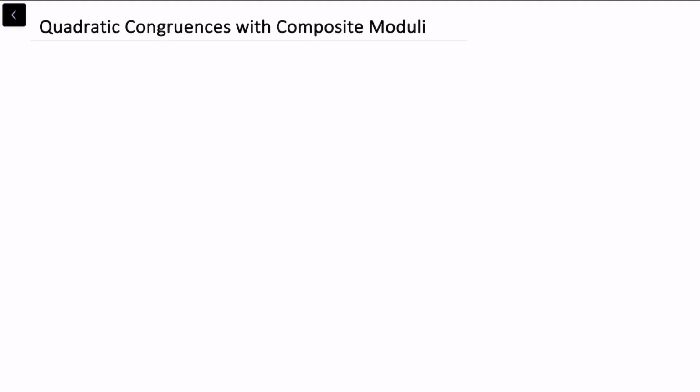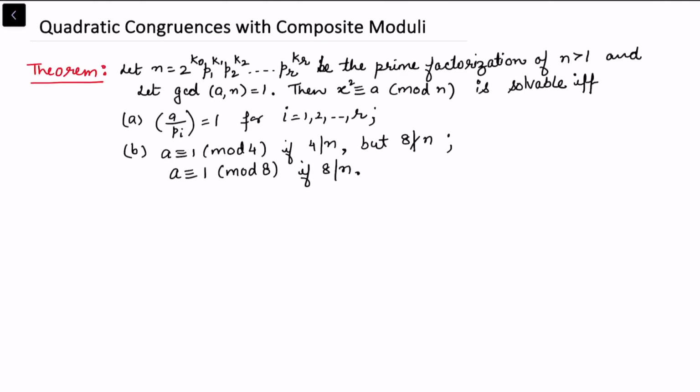In this video, I'll be talking about quadratic congruences with composite moduli. In my earlier videos, we have already discussed quadratic congruences with prime moduli. So let's now continue with the results for composite moduli. The theorem says: let n be equal to this prime factorization, as mentioned here.